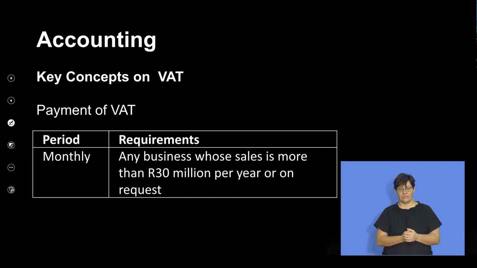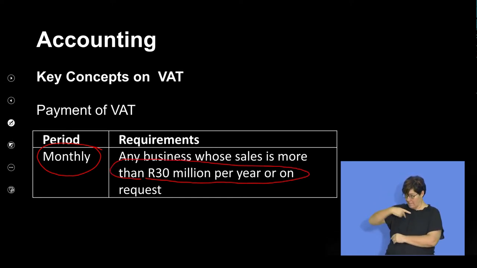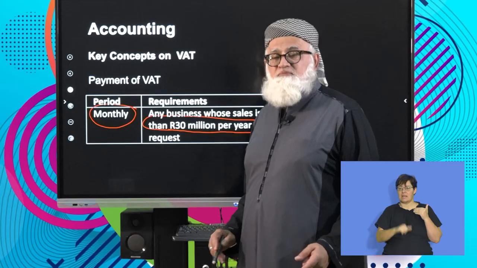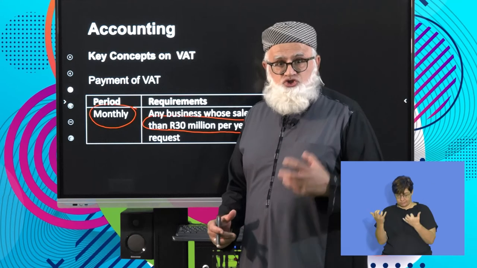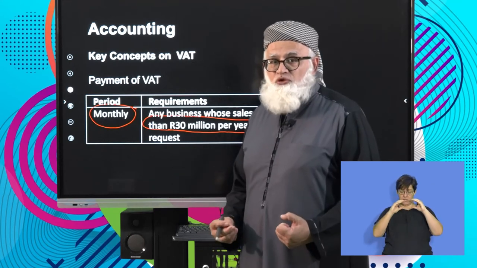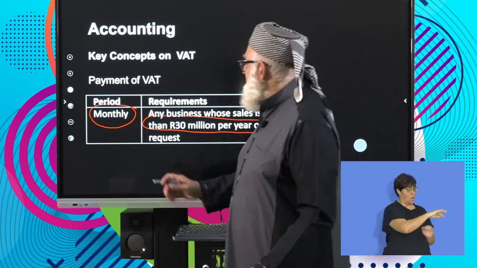Okay, now, if you look at payment of VAT, some businesses have to pay VAT over to SARS on a monthly basis. So those businesses that have a turnover of more than 30 million per year can do a monthly return to SARS. That means at the end of the one month, they determine whether the amount is due to SARS or due from SARS. That means they do a monthly return.